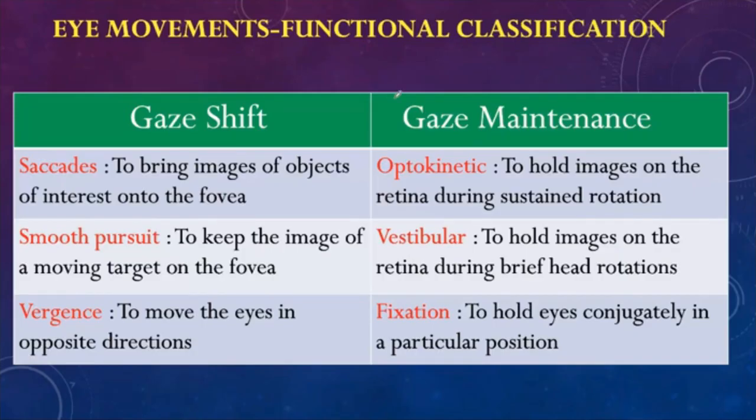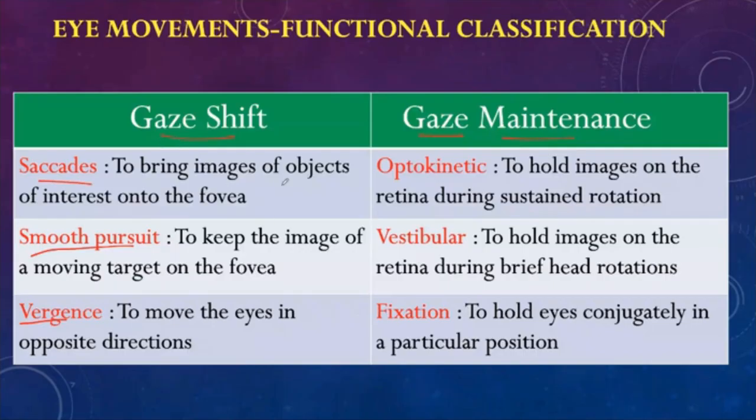These movements can also be further classified, not according to whether they are conjugate or disconjugate, but according to their purpose. Some movements cause a gaze shift, while other movements cause gaze maintenance. For the gaze shift, we have the saccades, the smooth pursuit and vergence. This is simply when we want to locate a certain object, or we want to move our eyes to a certain object.